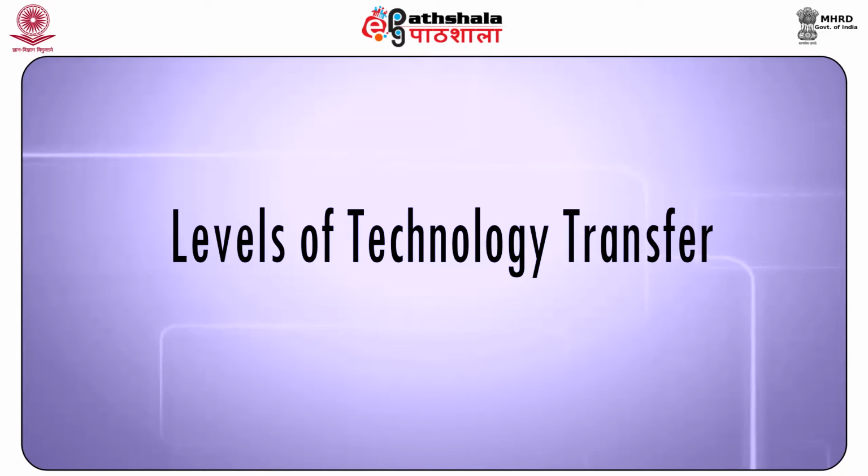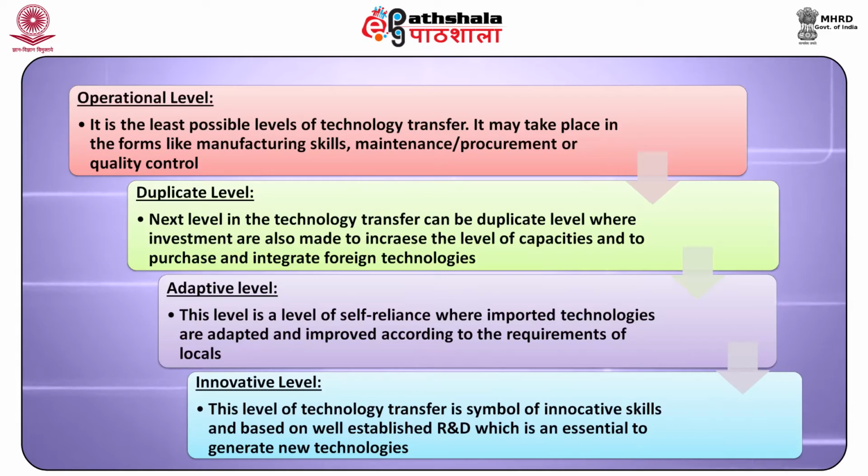Next is the levels of technology transfer. First, operational level. It is the least possible level of technology transfer. It may take place in forms like manufacturing skills, maintenance, procurement or quality control. Next, duplicate level. The next level in technology transfer can be the duplicate level, where investments are also made to increase the level of capacities and to purchase and integrate foreign technologies.